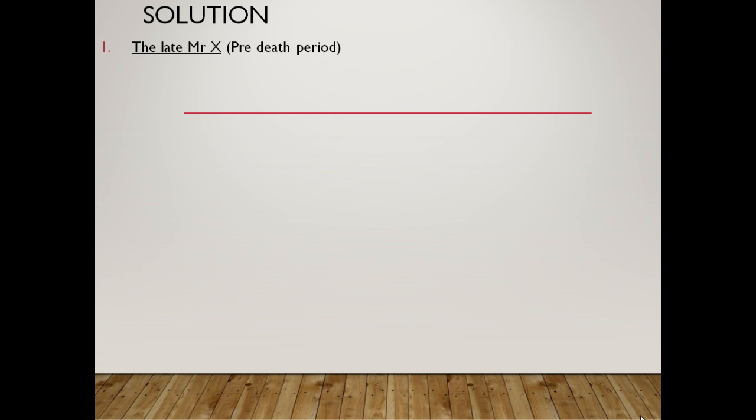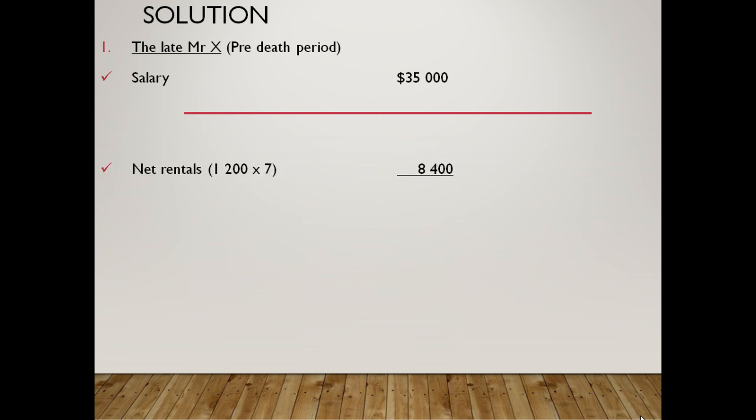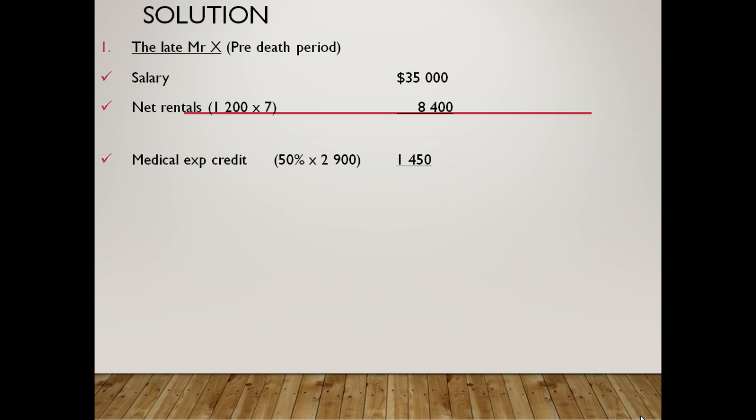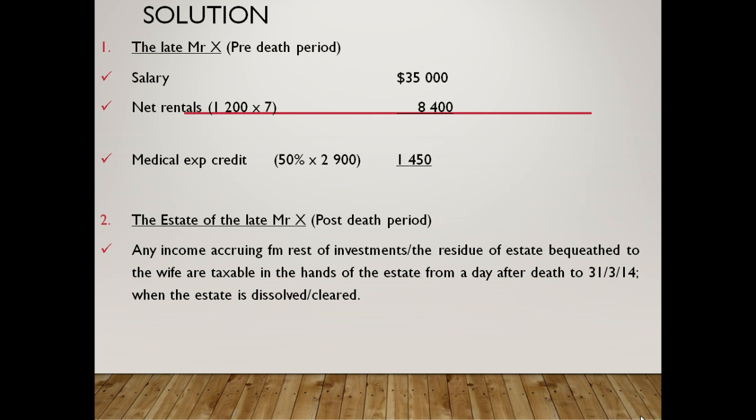So, in this scenario, we want to identify who is going to be taxed on what. This is the solution. For the pre-death period, we are going to tax Mr. Moyo on the salary, of course, and also on the net rentals that accrued to him before his death. And we are also going to grant him the medical aid credit. In the hands of the estate, we are going to tax any income accruing from the rest of the investments. The residue of the estate bequeathed to the wife is taxable in the hands of the estate from the day after death until when the estate is dissolved.